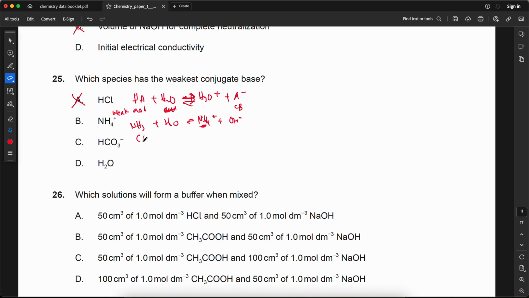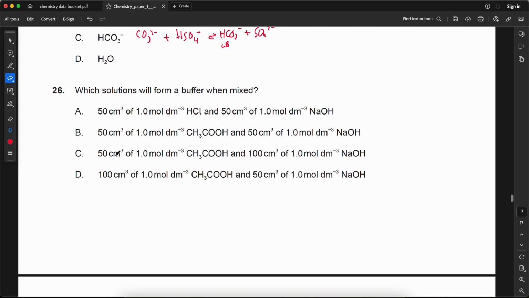And for this one, CO3 2 minus plus HSO4 minus will produce HCO3 minus plus SO4 2 minus. Yes, this is a conjugate base, but it is from a weak acid. Therefore, it will produce a strong conjugate base. And water is amphoteric, so it can react with both base and acid.